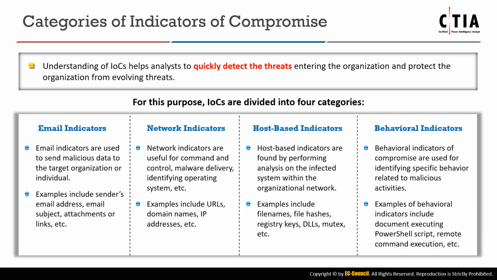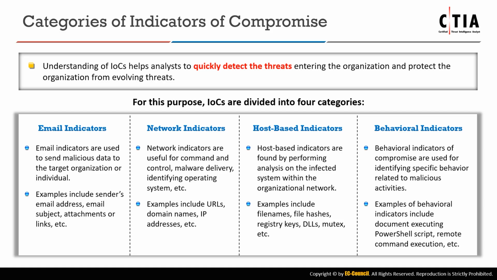Network indicators are useful for command and control, malware delivery, identifying operating systems, identifying programs, looking for scripts, etc., including URLs, domain names, and IP addresses. And so we might say, hey, wait a minute, I see a series of IP addresses coming from China that weren't there yesterday or this morning. Or I get a new domain that has never showed up on my network before. Whatever it is, these are network indicators.